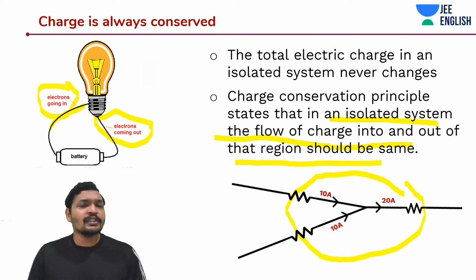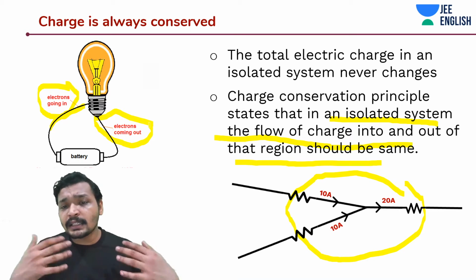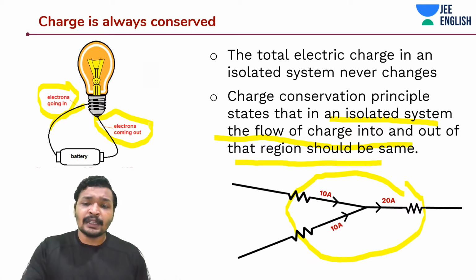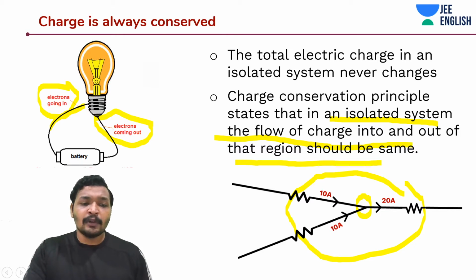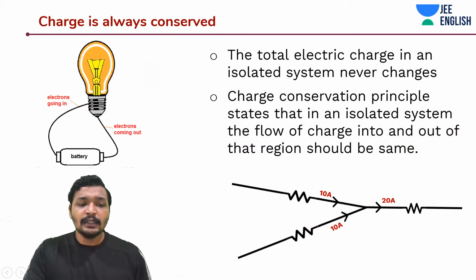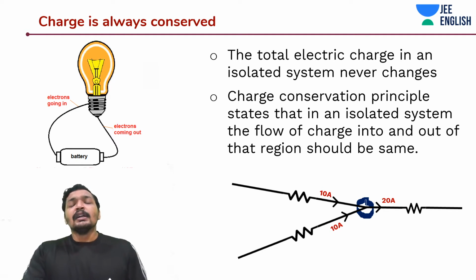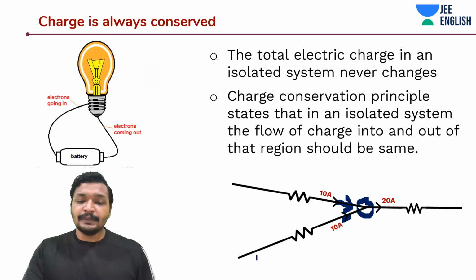We'll talk about how these electrons behave inside a conductor when a potential difference is applied. But let's take a hypothetical scenario where 10 amperes is flowing in at this particular point. So we are concerned about a specific point in the space, which would be this, isn't it? So it is 10 amperes in this direction and then 10 amperes in this direction.